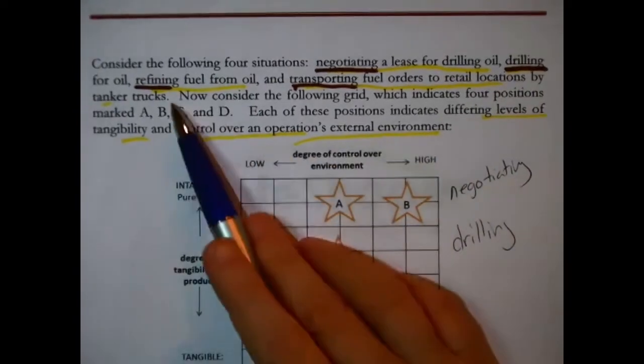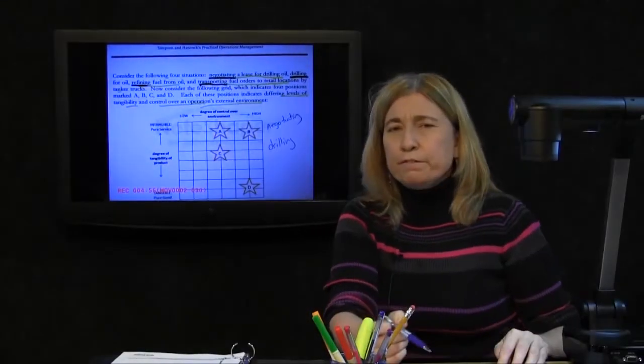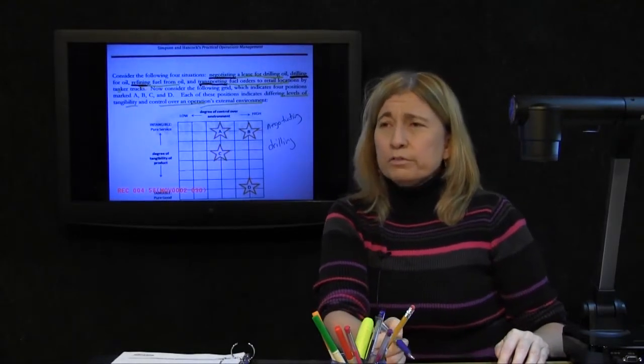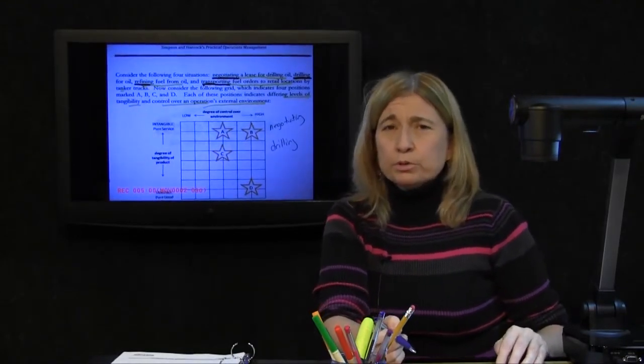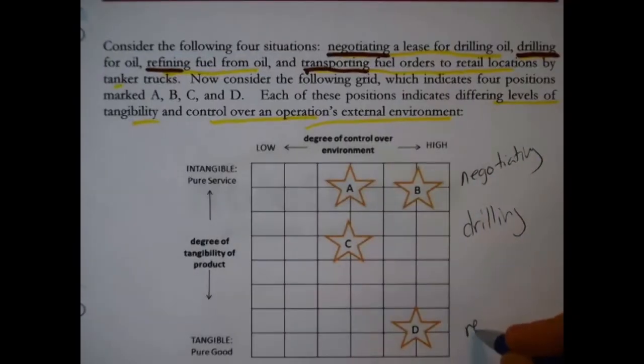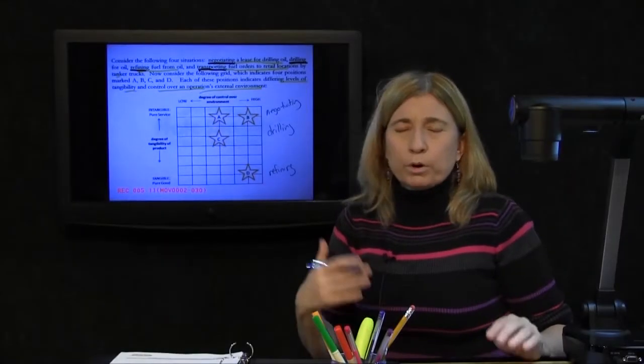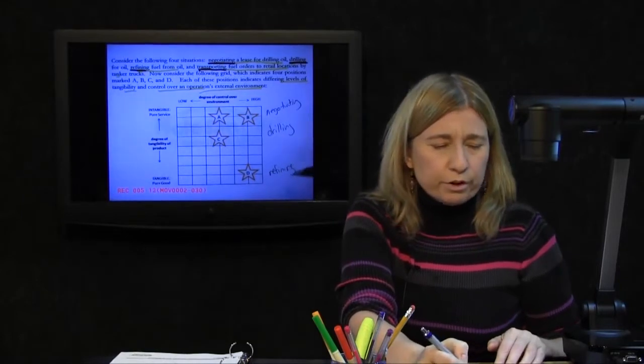Now, refining fuel from oil. This is where you're producing fuel. Fuel is very much a tangible good. So that means that refining, producing fuel from oil, has got to go much farther down. Whatever point we pick needs to be much farther down.